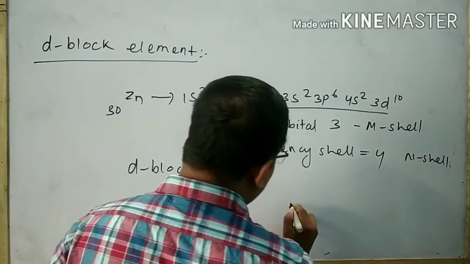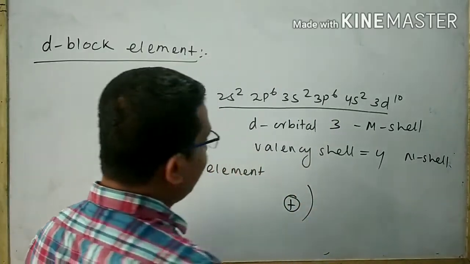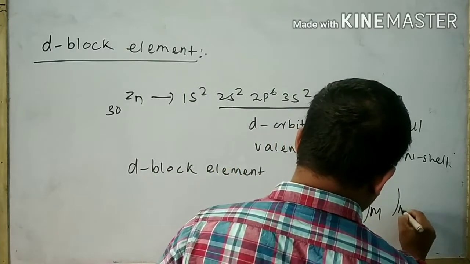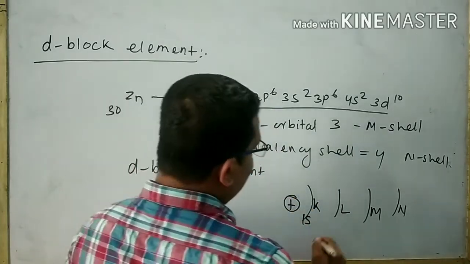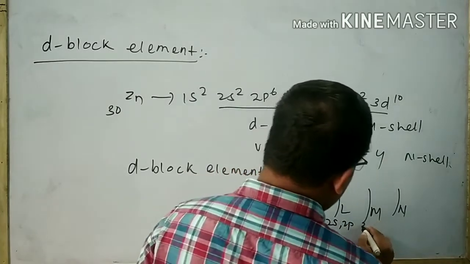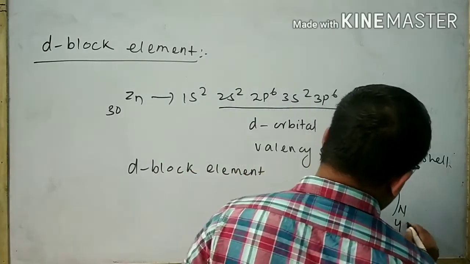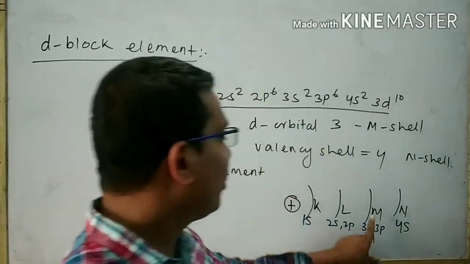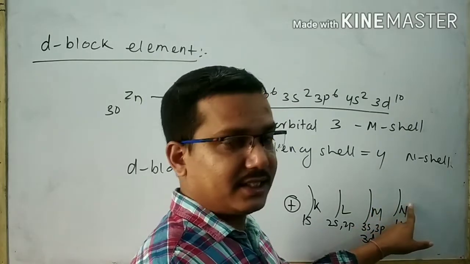Suppose I want to draw the electronic configuration of zinc according to the cell. This is the K cell, this is the L cell, this is the M cell, this is the N cell. The K cell contains 1 orbital, that is 1s. The L cell contains 2s and 2p orbitals. The M cell contains 3s, 3p, 3d orbitals. The N cell contains the 4s orbital. Here the 3d orbital belongs to the M cell, that means before the valency cell.